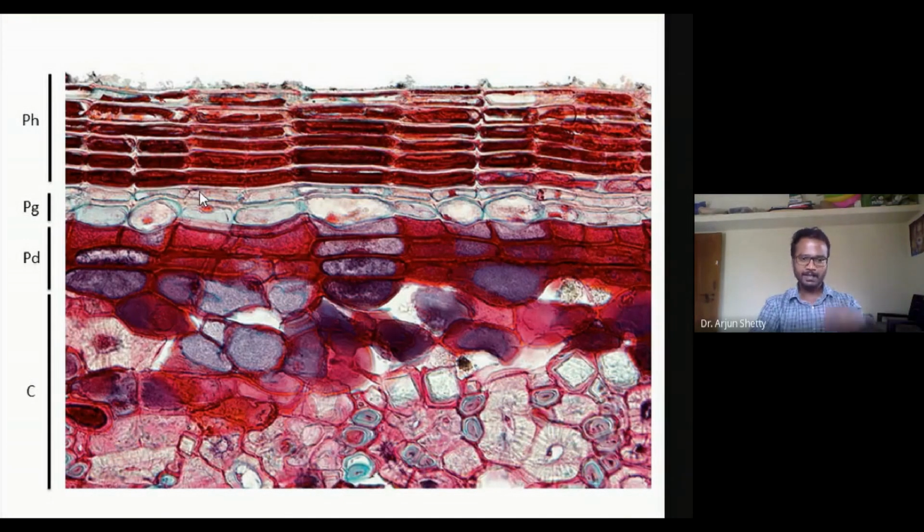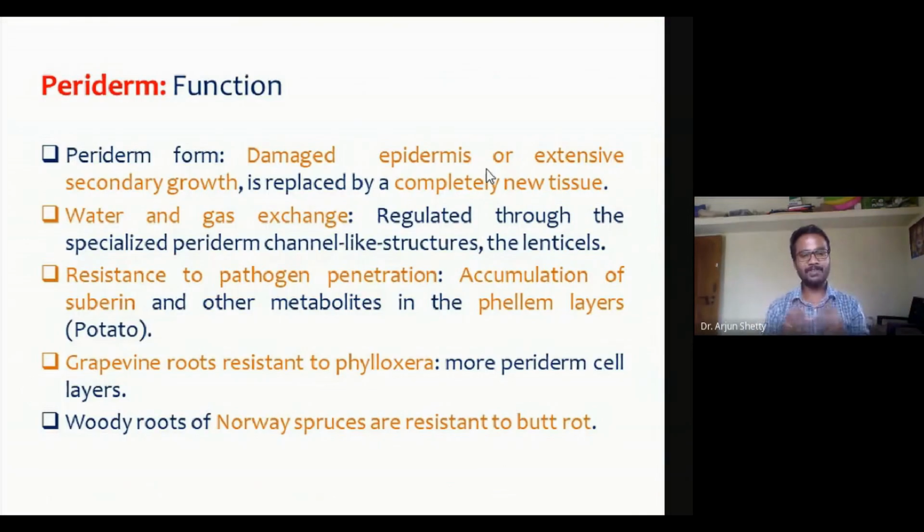And this is the periderm. These three are the periderm, and this complete region after the typical development, the outer complete layer, is a complete typical bark. Now the functions of the periderm.